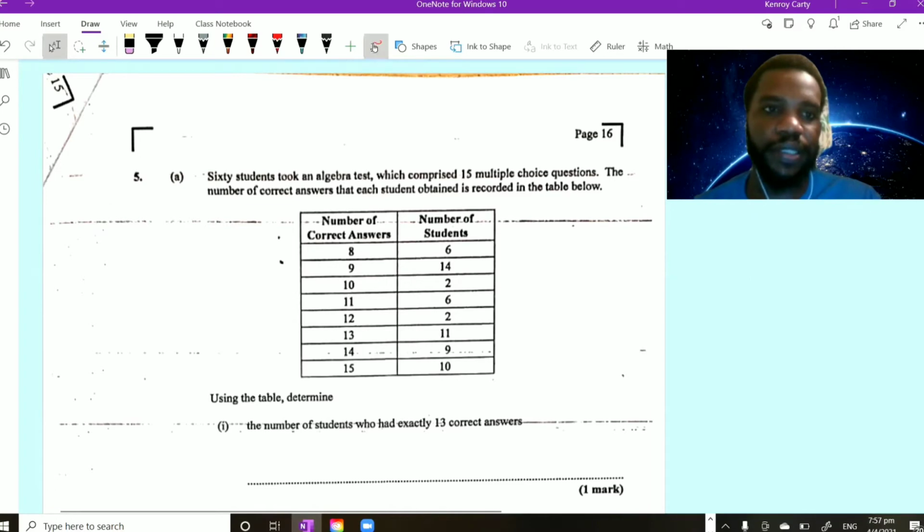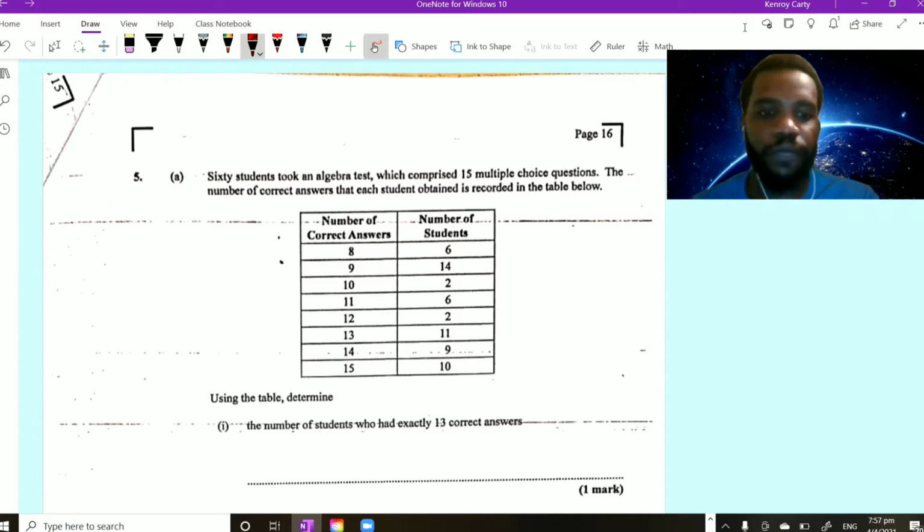Well, it is statistics. And it says 60 students took an algebra test, which comprised 15 multiple choice questions. The number of correct answers that each student obtained is recorded in the table below. All right, good. So you have one column, the left column, which is the number of correct answers. And on the right, you have the number of students who got that amount of answers correct.